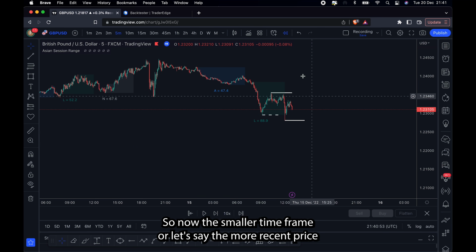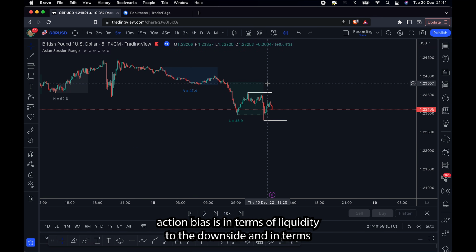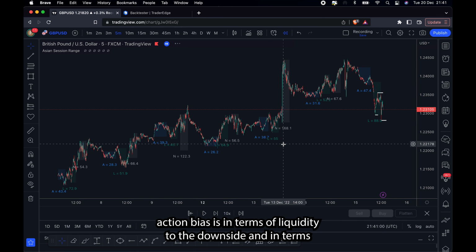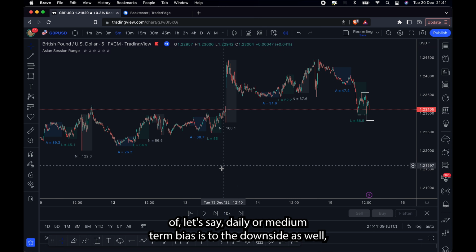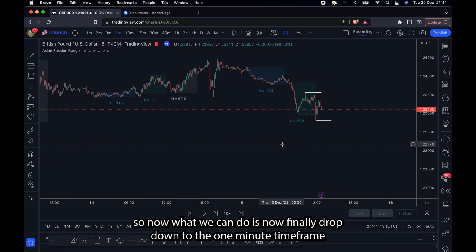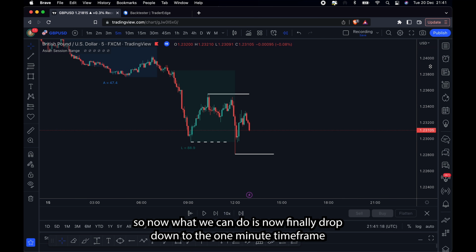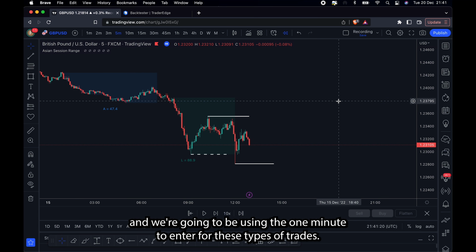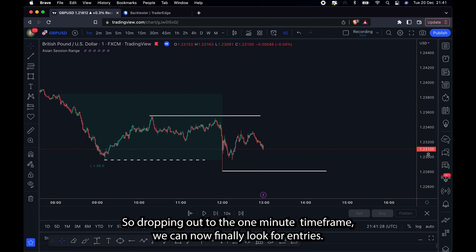So now the smaller time frame, or let's say the more recent price action bias, is in terms of liquidity to the downside, and in terms of, let's say, daily or medium term bias is to the downside as well, because of all this liquidity that we have resting over here. So now what we can do is finally drop down to the 1-minute time frame, and we're going to be using the 1 minute to enter for these types of trades. So dropping down to the 1-minute time frame, we can now finally look for entries.